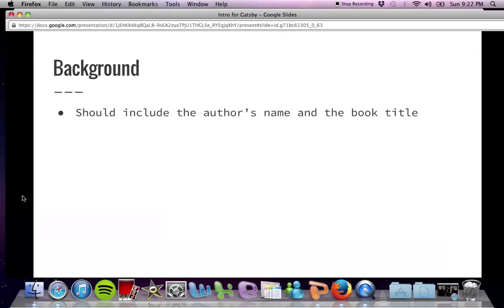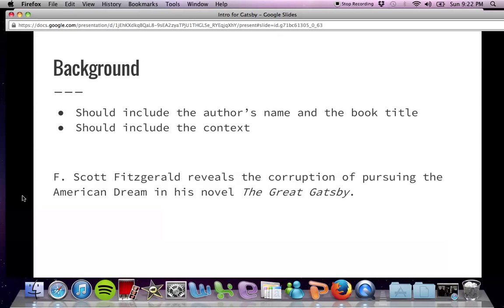So let's move upwards to the background. The background is necessary because you've got to have some context. So you should include the author's name and the book title, as well as the context. Here's my example. F. Scott Fitzgerald reveals the corruption of pursuing the American dream in his novel, The Great Gatsby. Remember, because it's a longer work, a book, that means our titles are either italicized or underlined. They're interchangeable, but do not use both. That's redundant. I personally prefer italicized book titles because it's more academic and scholarly. However, that's just a personal preference.